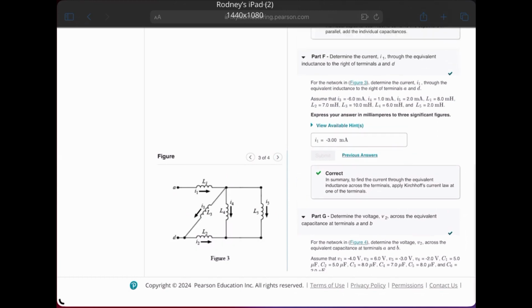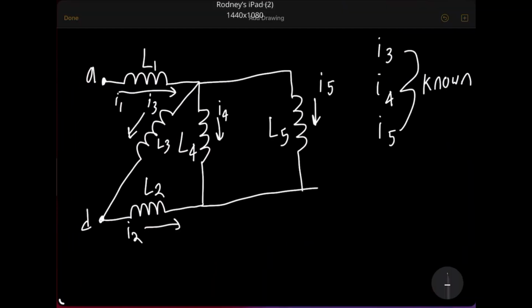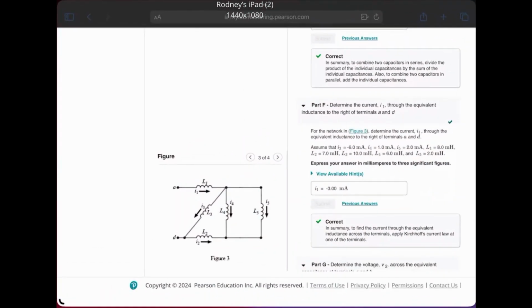Now to figure 3. This one just wants you to solve it straight up, and I'm going to draw it really quick. Okay, now we're going to take a look at how current will act as we have these inductors here.